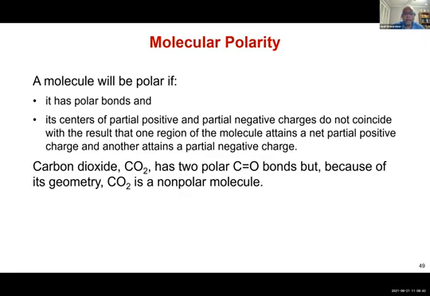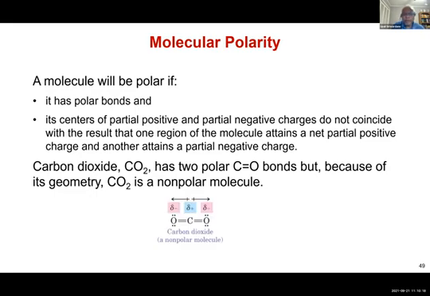For example, carbon dioxide has two polar covalent bonds. But because of the geometry, carbon dioxide is non-polar. It's in a linear arrangement. Polarities are just like forces, resultant forces. Polar opposites cancel each other in a linear arrangement. So therefore, the carbon dioxide molecule, even though it has polar covalent bonds, is a non-polar molecule.